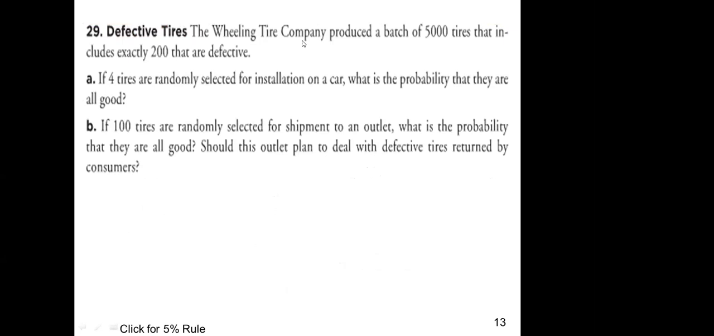You got a situation here where, say, Wheeling Tire Company produced a batch of 5,000 tires, 200 were defective. Well, you got 5,000 tires, 200 were defective, the remaining 4,800 had no defects. He gives you the information, but a lot of times you still got to figure out what's going on. He's telling me I have 200 defective. Guaranteed, he's going to ask me about things that are not defective. Well, 5,000 subtracted 200 that are defective, leaving me 4,800 that were not defective.